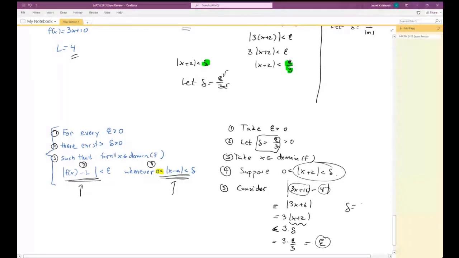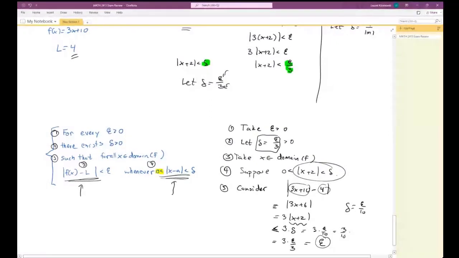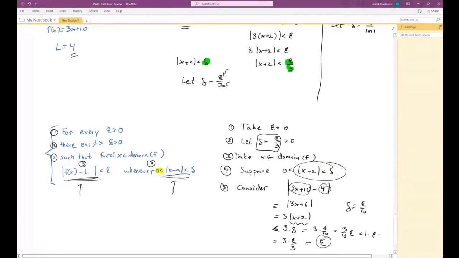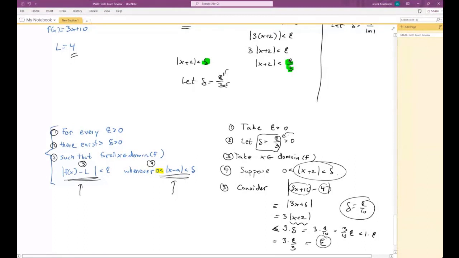So if we let delta equal epsilon over 10, then over here we would just write 3 times epsilon over 10, which is 3/10 of epsilon, which is obviously going to be smaller than 1 times epsilon, right? So a smaller delta would work, but we couldn't define delta to be anything bigger than epsilon over 3. So epsilon divided by 2 would not work.